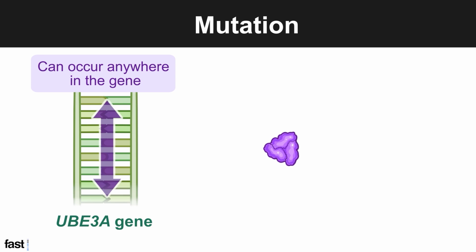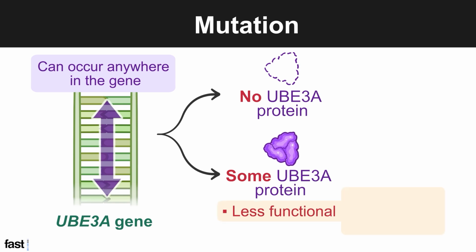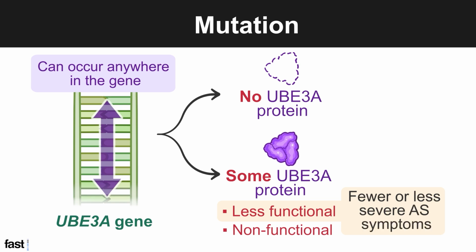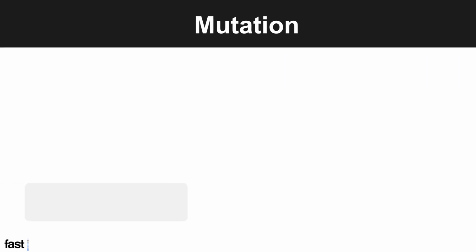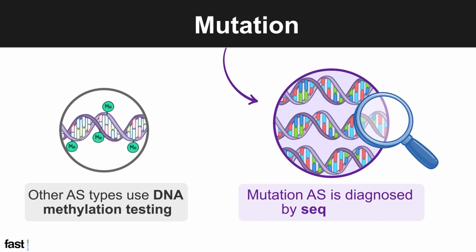Most UBE3A mutations result in no UBE3A protein, but some may allow for some protein to be made, although that protein is likely less functional or may be completely non-functional. Individuals with some functional UBE3A protein may have fewer or less severe AS symptoms. Unlike the other AS types, which use DNA methylation testing for diagnosis, mutation AS is diagnosed by sequencing, which is a test that reads genetic code.